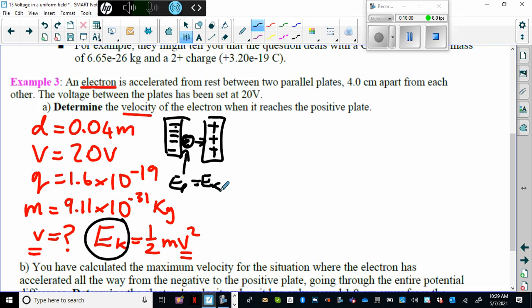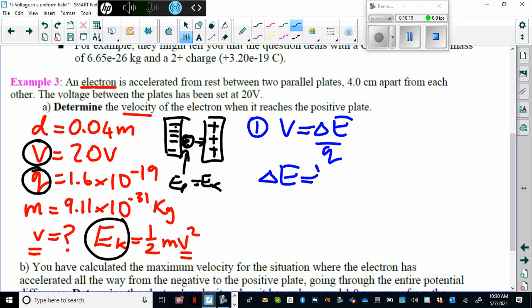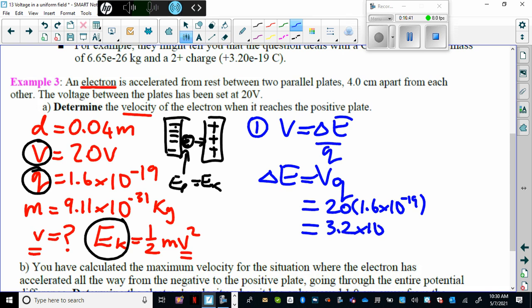Now what formula do we have that we can use to calculate the change in energy? Well, we have voltage and we have charge, so we can use our voltage formula. Step 1, we can calculate the change in energy using the voltage formula. The change in energy equals the voltage, which is 20, times the charge, which is 1.6 times 10 to the negative 19, and that's going to give you 3.2 times 10 to the negative 18 joules.